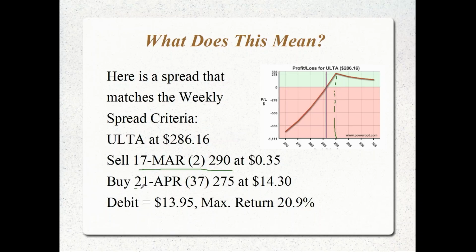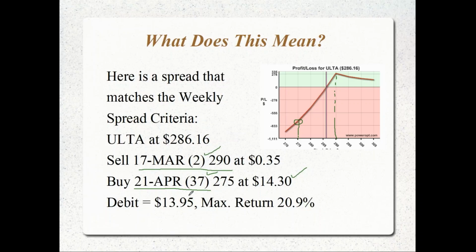And at the same time I could buy an April 21st. It's 37 days out. This gives me more than 3 cycles, of course. And we're buying the 275 option 37 days out for a price of $14.30. Now, although this looks expensive, keep in mind that this is 11 points in the money. So of this $14.30, we're paying $3 worth of time premium for 37 days. We're getting 35 cents of time value for 2 days.